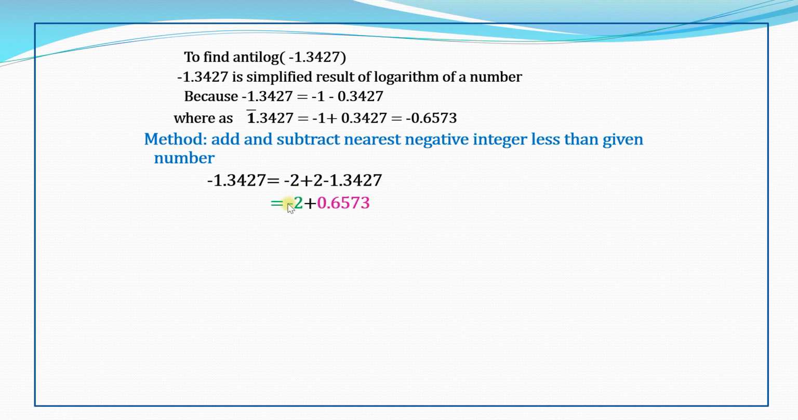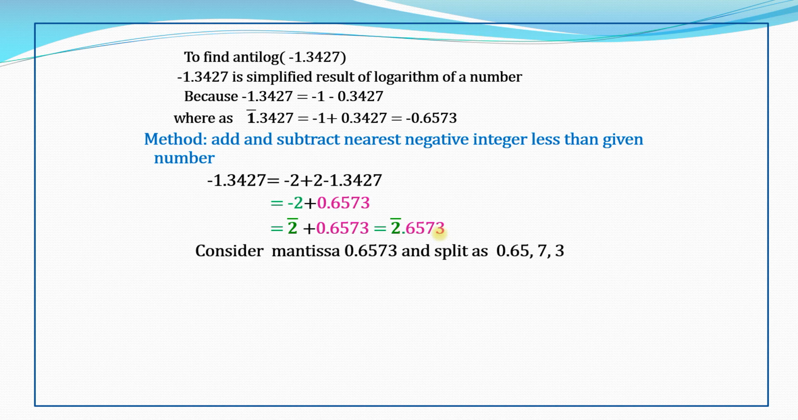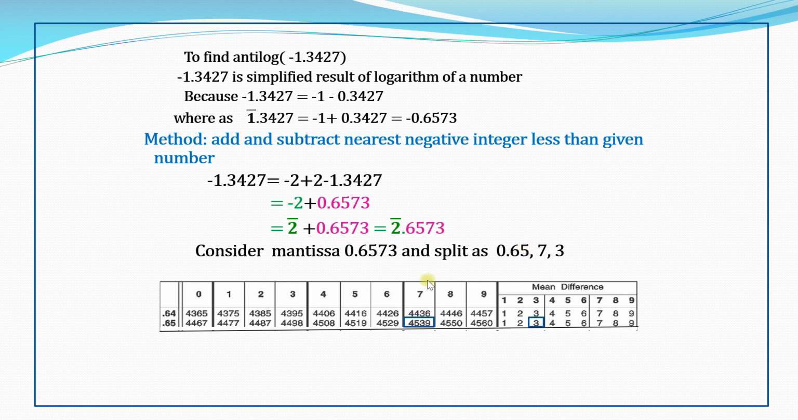Now this will be like sum of characteristic plus mantissa. So minus 2 you are going to write as bar 2. So bar 2 plus 0.6573 which is bar 2.6573. Now you have to consider the mantissa, split as 3 parts, and in the antilog table look for the row numbered 0.65 under the column headed by 7, which is 4539, and then the mean difference column headed by 3, which is 3. So 4539 plus 3 is 4542.